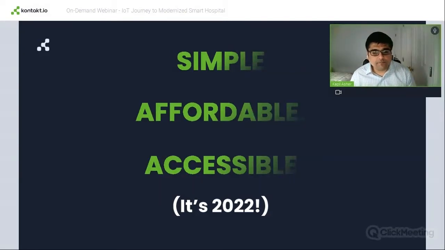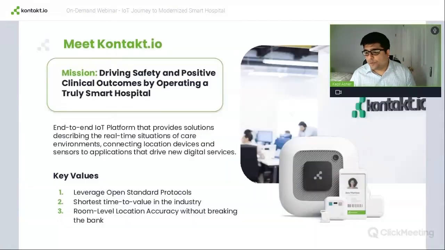And that's where Kontakt.io comes in. So Kontakt.io, we are an end-to-end IoT platform that provides solutions describing the real-time situations of care environments, connecting location devices and sensors to applications that drive new digital services. So I know those are very fancy words, and I'll of course break it down in the next few slides to show you what we are really about.